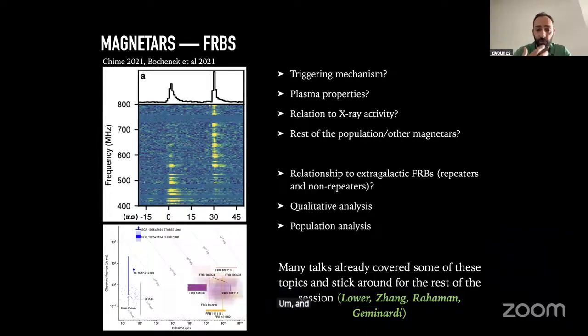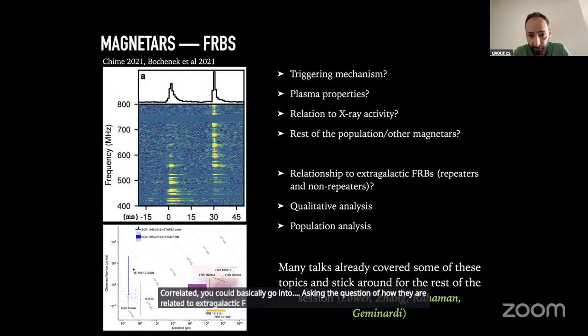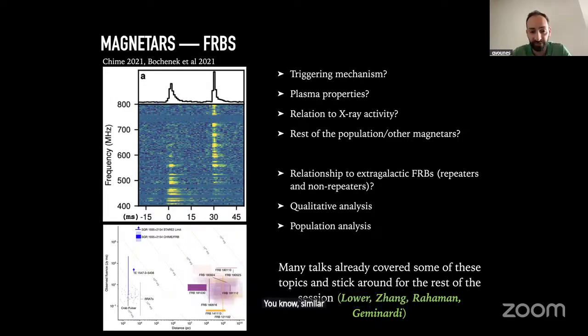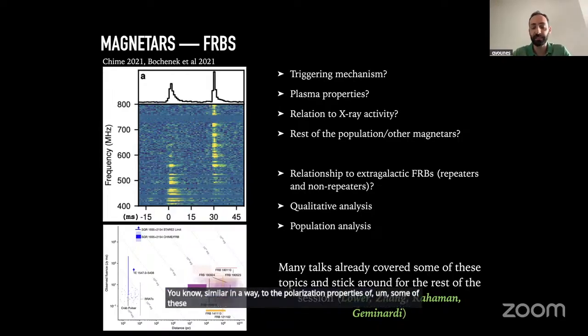And of course, now that we know that they are correlated, you could go into asking the question of how they are related to extragalactic FRBs, both repeaters and non-repeaters. You could look at that question from a qualitative type of analysis. Well, maybe I shouldn't say qualitative, but what I mean is, are the polarization properties of FRBs similar to the polarization properties of some of these bursts that we've discovered from SGR 1935 and other magnetars as well, of course?